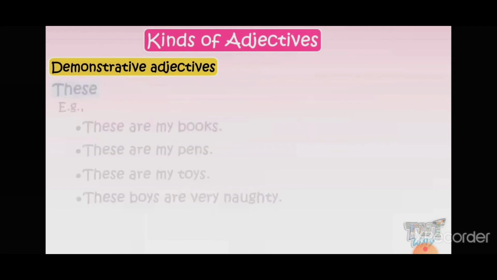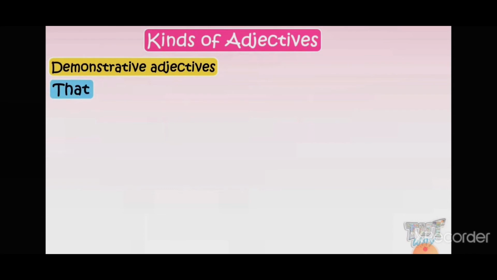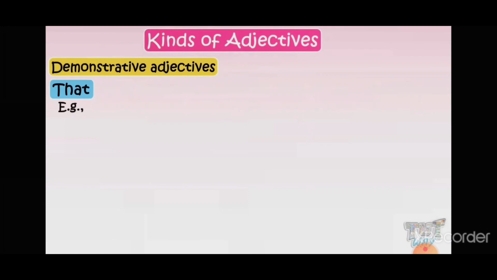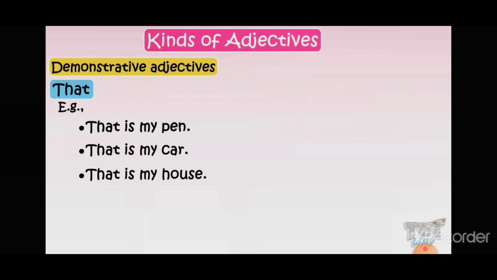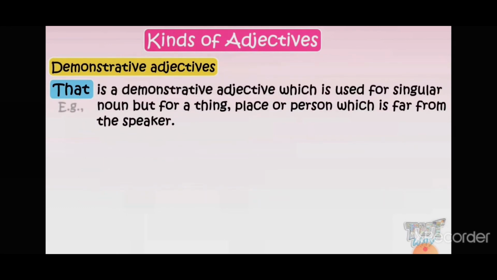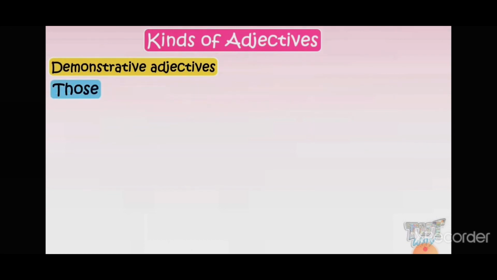Next demonstrative adjective is that. That is also used for only singular nouns, and it is used to denote a thing, person, or place which is far from the speaker. Like, that is my pen. That is my car. That is my house. That boy is very naughty. That is a demonstrative adjective which is used for a singular noun, but for a thing, place, or person which is far from the speaker. Next is those.